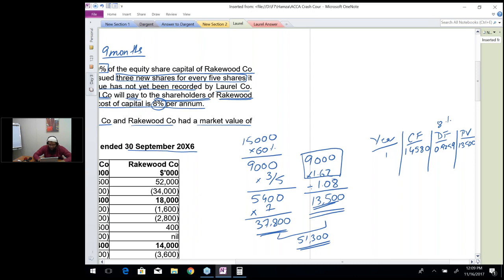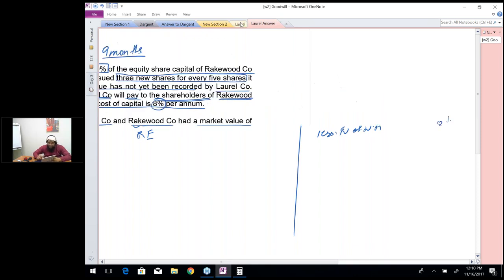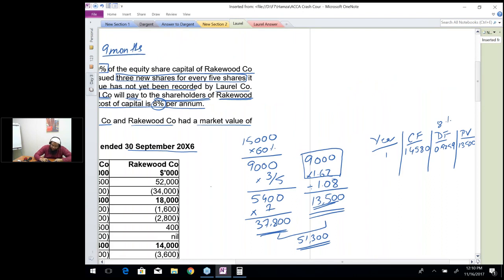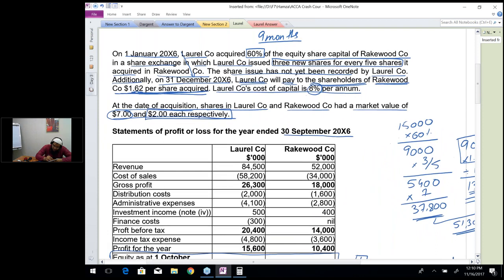Okay, good enough. So the total consideration is now 51,300, which I'm going to my answer sheet, and I'm going to write the cost is 51,300, which we are going to use to calculate the goodwill. And similarly, the question has also given us the market value of subsidiary's share. So why is this given? Why is the subsidiary's share price given? To calculate the fair value of the NCI.